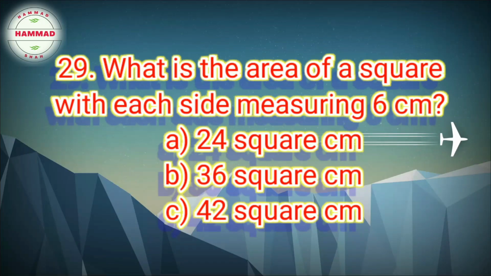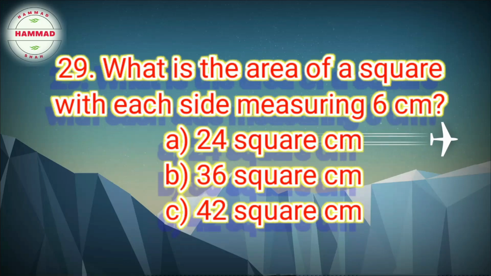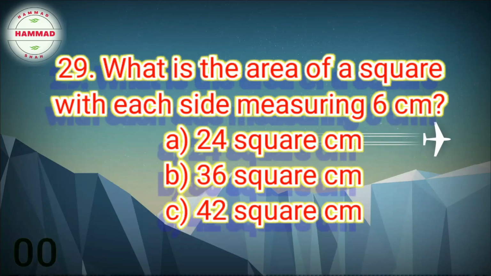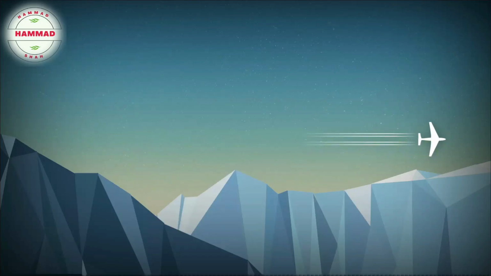Question number 29. What is the area of a square with each side measuring 6 cm? Option A 24 square centimeter, option B 36 square centimeter, option C 42 square centimeter. The correct answer is option B 36 square centimeter.